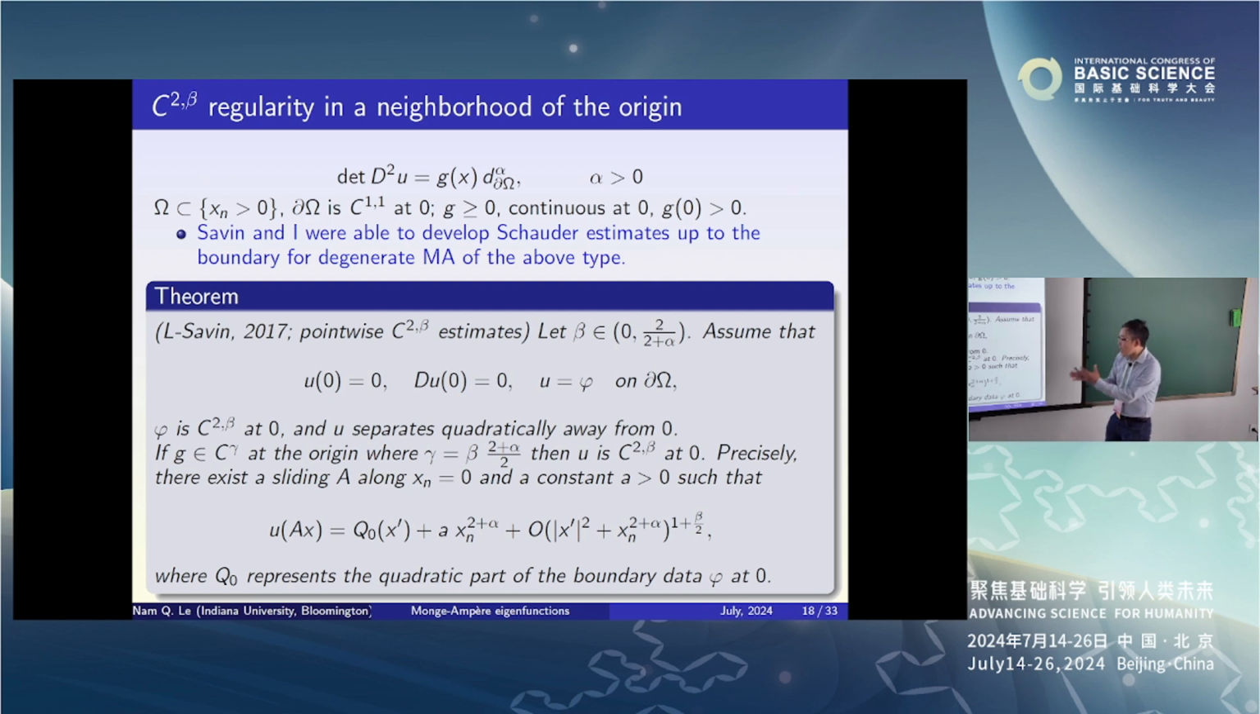With all this information, when the boundary data is C2 beta, then the solution to this Monge-Ampere equation is actually C2 beta at the origin. It means that we can do the Taylor expansion and have the controlled error. And this is not only the C2 beta estimate with respect to the Euclidean metric, but also the C2 beta estimate with respect to the degenerate metric, because this is the power entering into the error term.